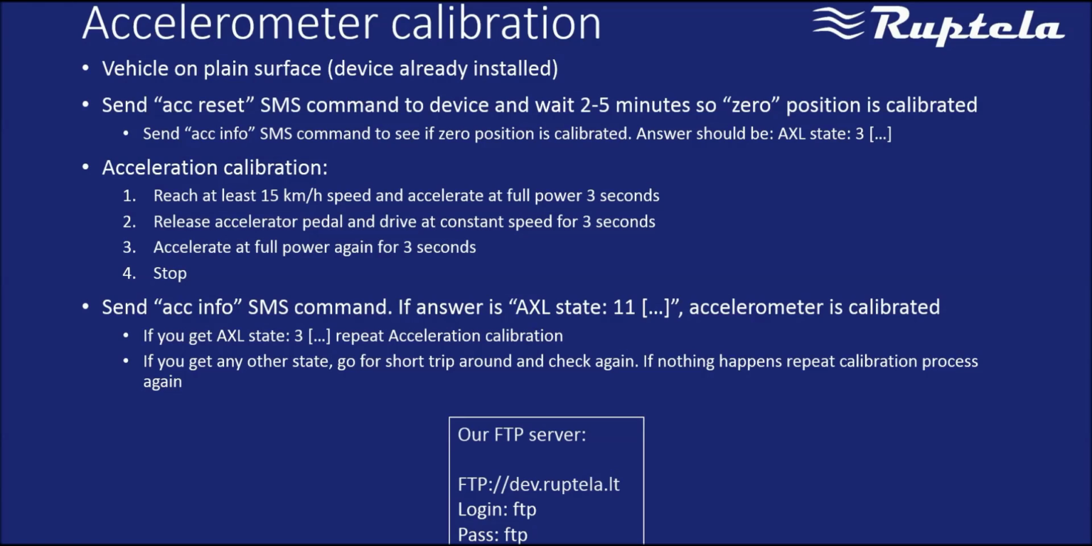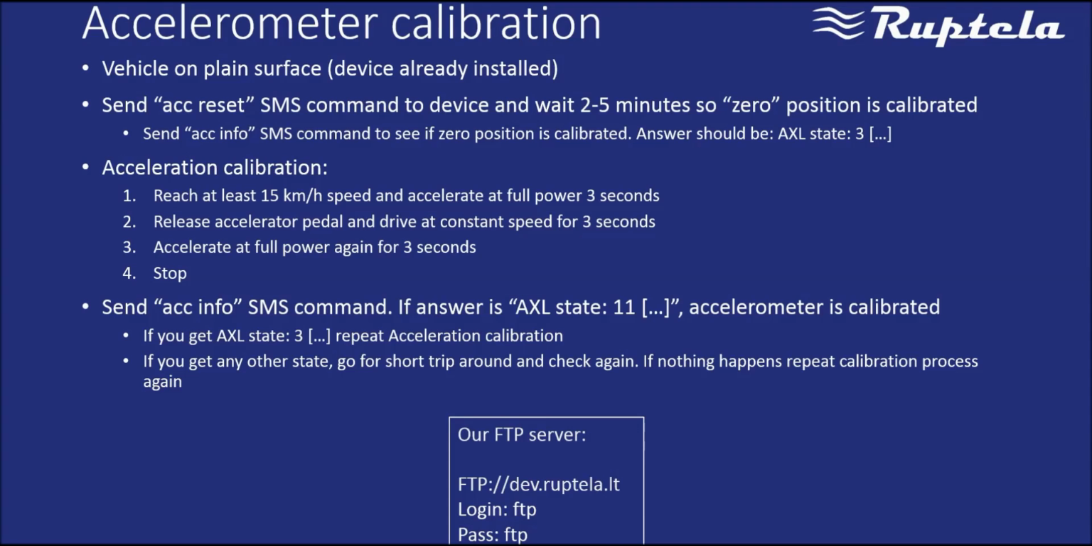Accelerometer calibration is quite simple. First of all, the vehicle must be on a plane surface and must not move. Then, send the ATC reset SMS command to the device and wait about 2 to 5 minutes to get the 0 position calibration. After getting the 0 position calibration, we proceed to acceleration calibration.